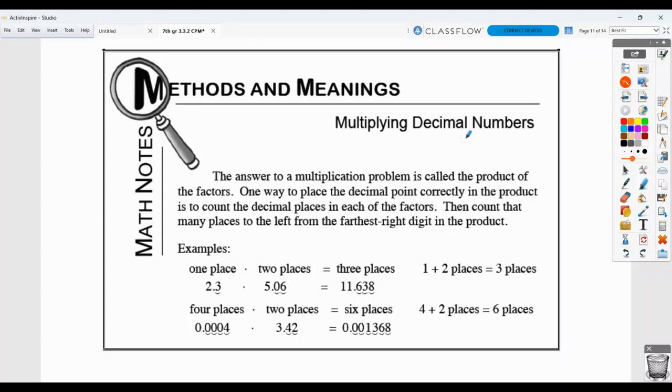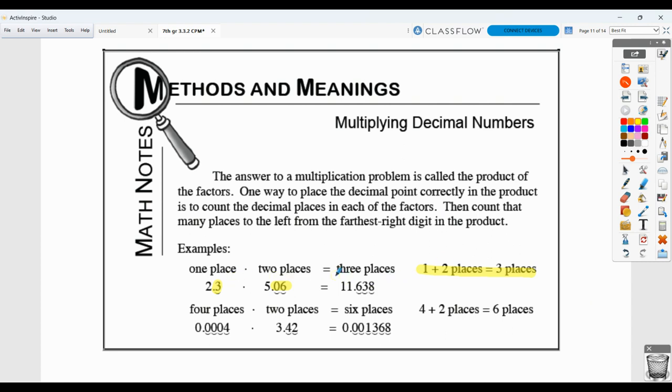The first thing I want to point out to you is in the methods and meanings, they remind you that when you multiply decimal numbers, you are going to count the number of decimal places in the first factor, the number of decimal places in the second factor, add those together to figure out how many decimal places you need in your answer. So in this example, we have 2 and 3/10, one digit behind the decimal point. We have 5 and 6/100, two places behind the decimal point. So 1 plus 2 means we need 3 decimal places in the answer.